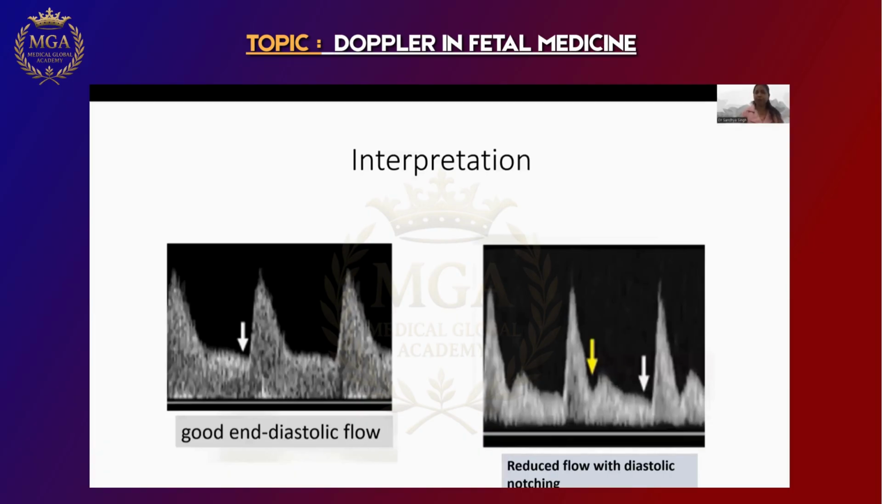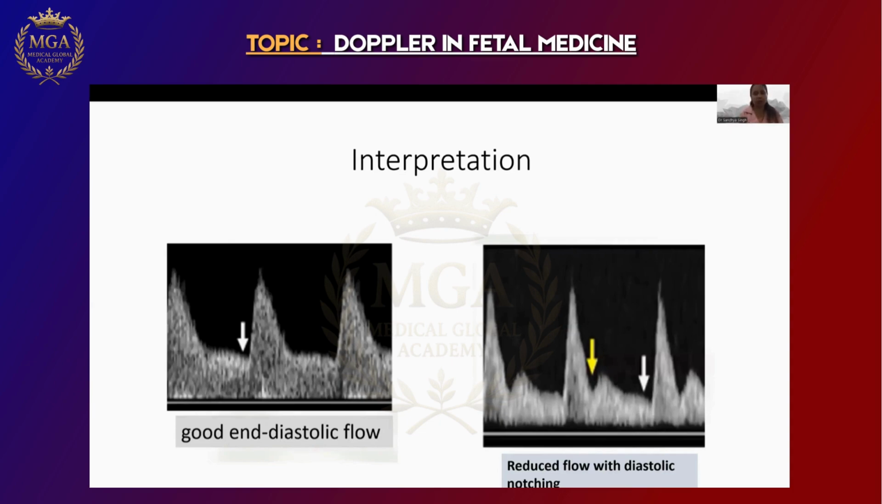So whenever you see this kind of thing that there is a notch, don't just mention it. Many times people will report notching seen. Notching has no value if the PI is normal. Notching is just a structure. You see a dip in the diastolic flow, that is known as notch. Many times in uterine artery reports, you would have seen that notching seen, notching present. Notching is nothing. If the PI is high, you should be worried.